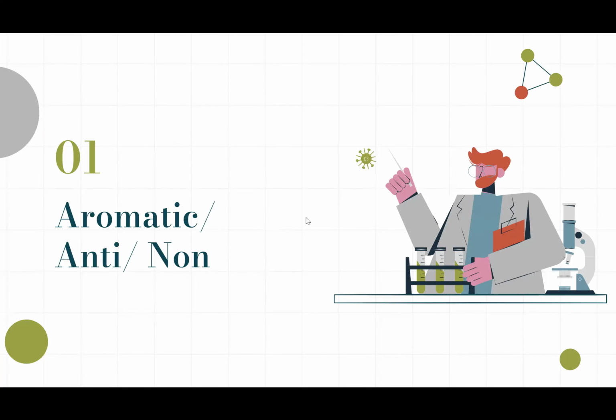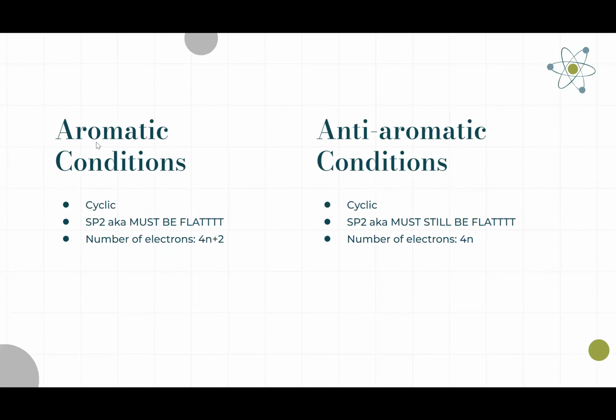Aromatic, anti-aromatic, and non-aromatic will be part of your test, and you have to be able to identify each one. Here are the conditions. Aromatic compounds must be cyclic and sp2. All atoms must be sp2, meaning there must be a pi orbital in each place where the electrons can go around and conjugate. So it must be conjugated, and also must be flat, like flat Earth. The most important condition is that it must be 4n plus 2.